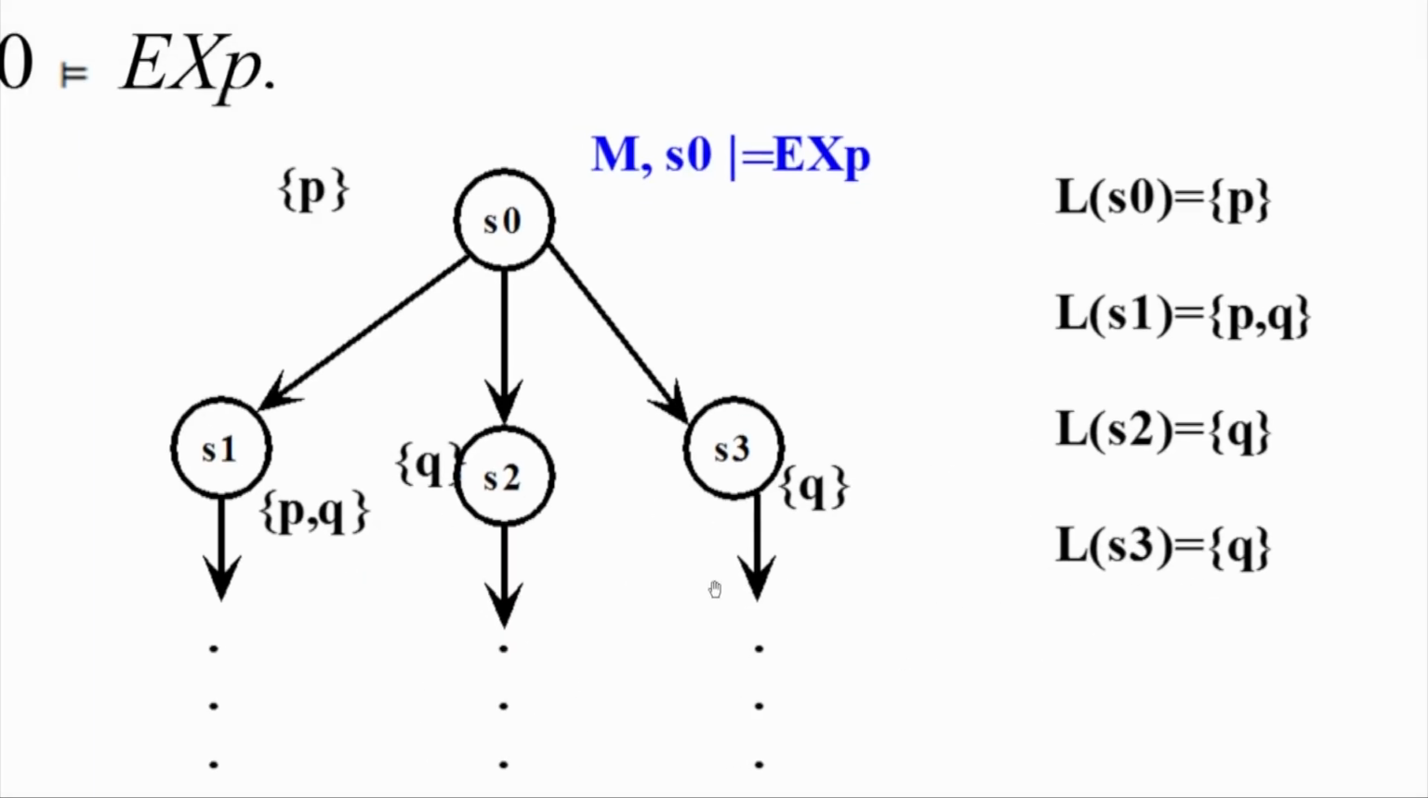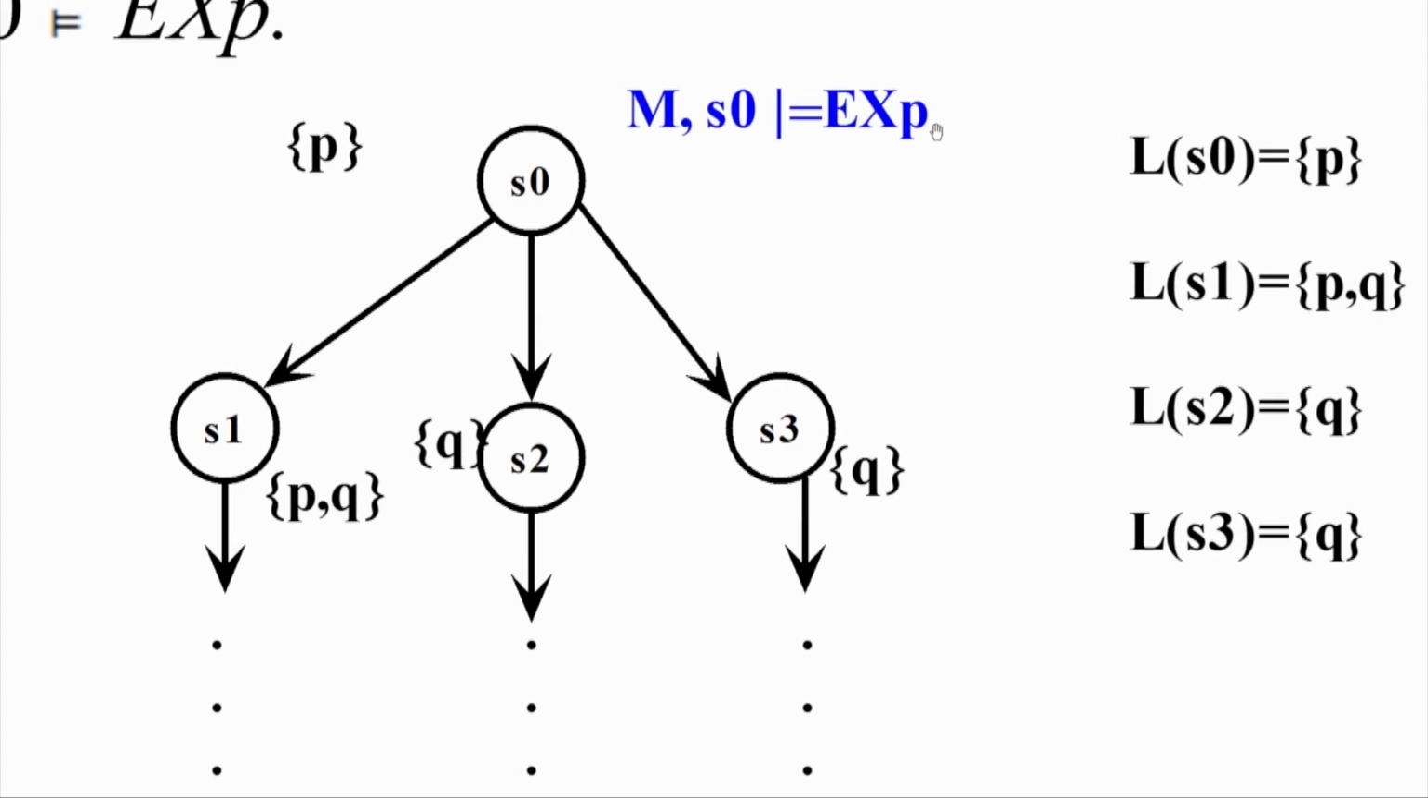Next one, there exists a path. So EX P, that means there exists at least one path, like from here to here, where from here the next state is S1, where P is true. But you can see in this path and this path, in the next state P does not hold, but still the formula is satisfiable, because it is not A, it is E. E means there exists at least a path where in the next state P is going to be true. So this formula is satisfied in state S0.